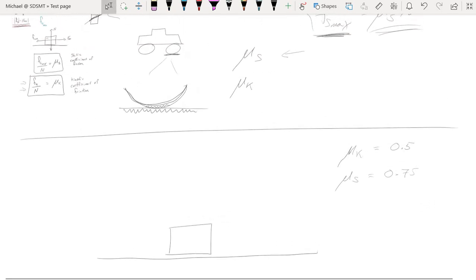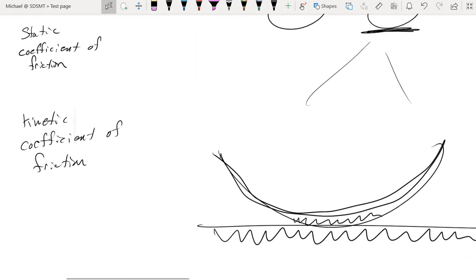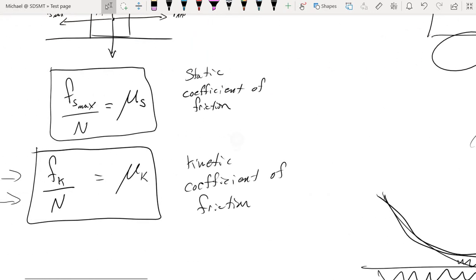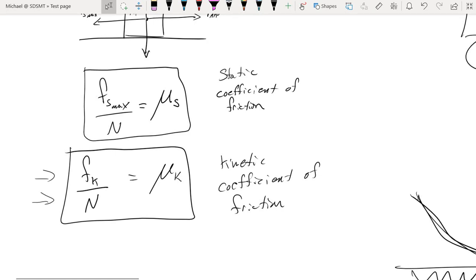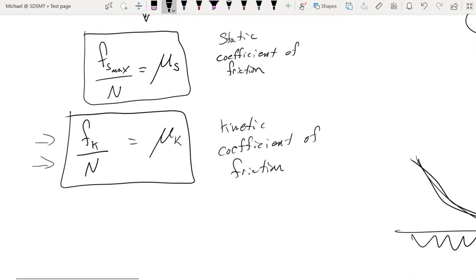Now you'll notice I did not put any units there, and that's because our definition for these coefficients is the ratio of two different forces. We have a friction force versus a normal force. Forces have the same units, and so our coefficients are going to be unitless expressions. They do have a number associated with them, but they're unitless.